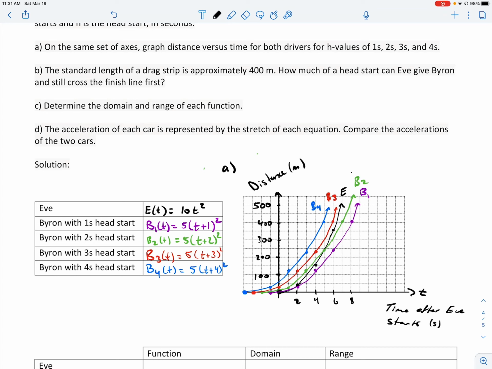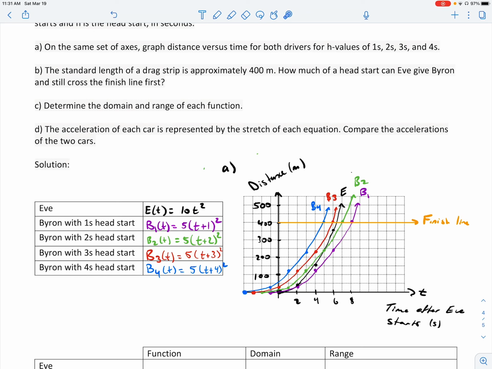Now, the standard length of a drag strip is approximately 400 meters. So I'm now looking at part B. So a typical dragster race is 400 meters. How much of a head start can Eve give Byron and still cross the finish line first? So we want Eve to still win the race. So let's just draw a line at the 400-meter mark. That's right here. This is the finish line.